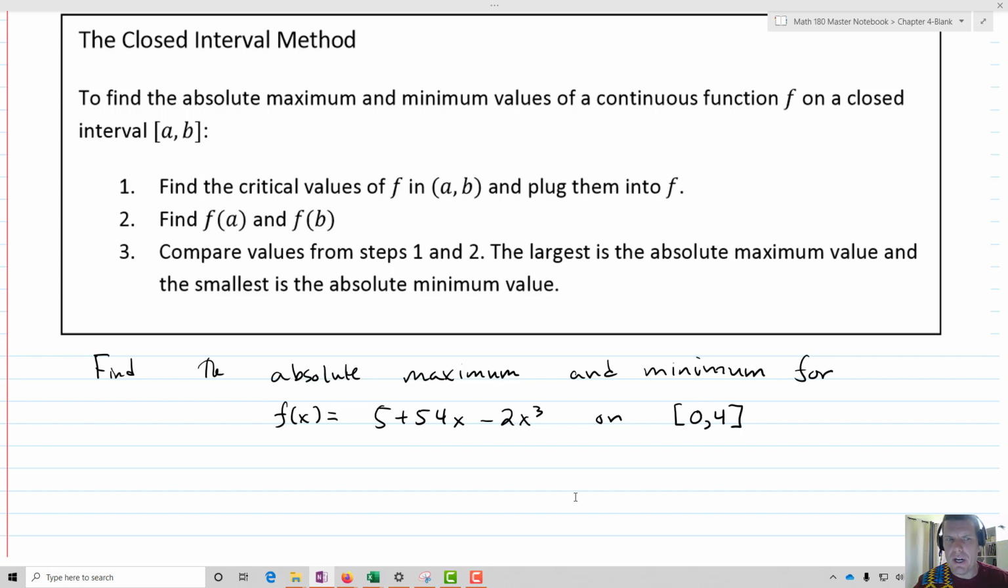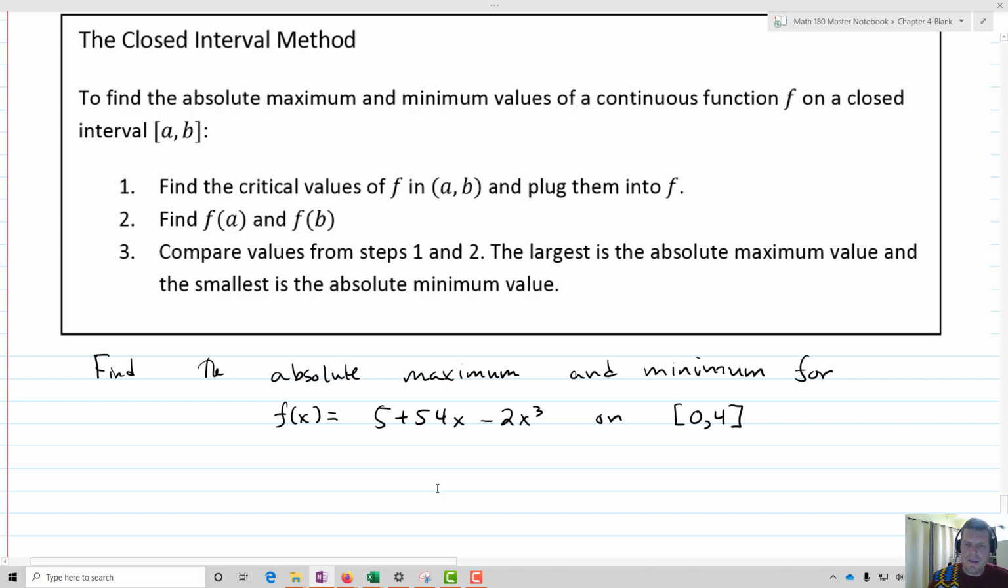Let's take a look at how we're going to do this. It's very systematic, and as you do it a couple of times, you'll understand the method behind it. First, we're going to find the critical values of f on a to b and plug them into f. We'll find them on the open interval a to b, so not a, not b. Then we're going to find f of a and f of b, our endpoints, because remember, we could have absolute minimums and maximums on our endpoints. And then we compare the values from steps 1 and 2. The largest of the values is the absolute maximum value, and the smallest is the absolute minimum value. So it's a 3-part process to find the absolute minimum and absolute maximum.